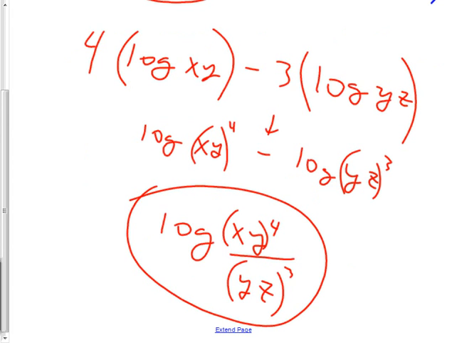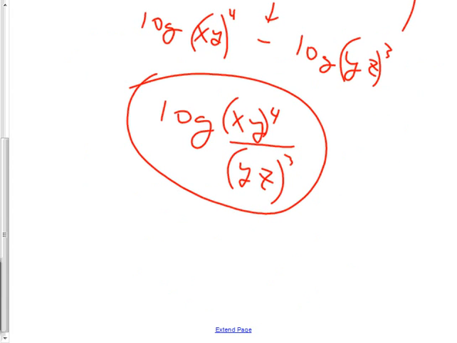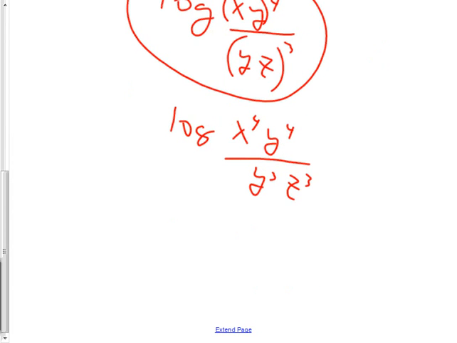Uh-oh. Oh, okay, so is there some simplifying? Maybe yes. Let's see. Let's actually multiply this out. Log x to the 4th, y to the 4th, over y to the 3rd, z to the 3rd. And oh, there are some sneaky little y's in there. And yes, those should be canceled. So log x to the 4th, y, over z cubed. Whew.